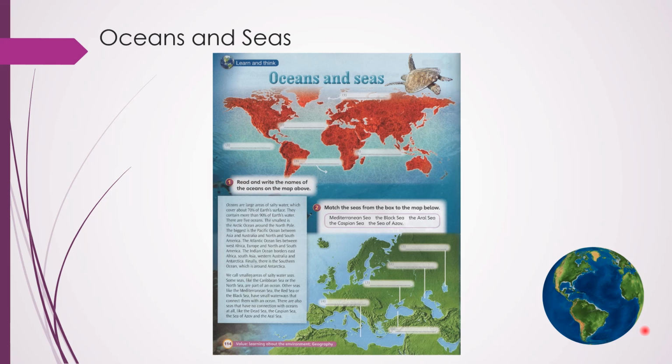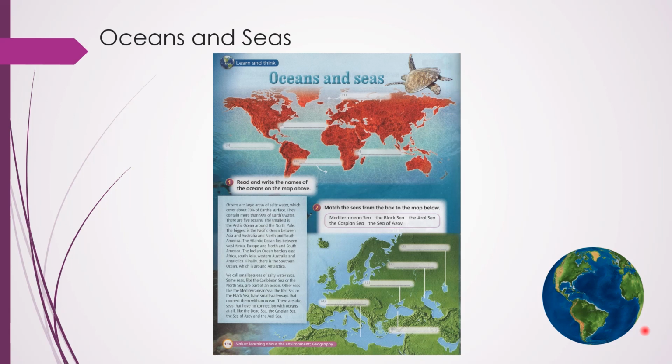We call smaller areas of salty water seas. Some seas, like the Caribbean Sea or the North Sea, are part of an ocean. Other seas, like the Mediterranean Sea, the Red Sea, or the Black Sea, have small waterways that connect them with an ocean. There are also seas that have no connection with oceans at all, like the Dead Sea, the Caspian Sea, the Sea of Azov, and the Aral Sea.